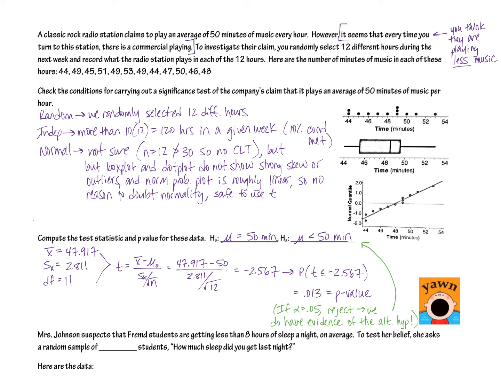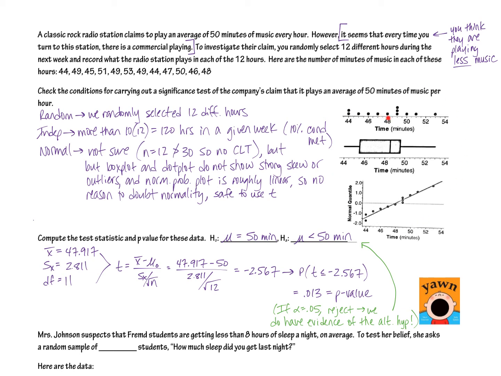This is the typical stuff. Randomly selected 12 hours. We've got our 10% condition met. There's definitely more than 120 hours in a given week. Normal, it doesn't say up here if the population itself is normally distributed. Also, CLT can't apply. That is why I gave you all of this stuff.